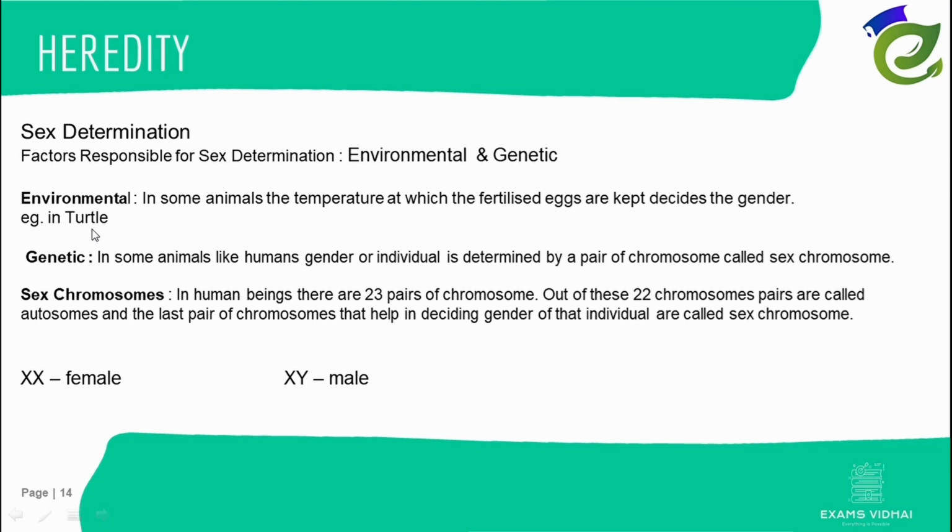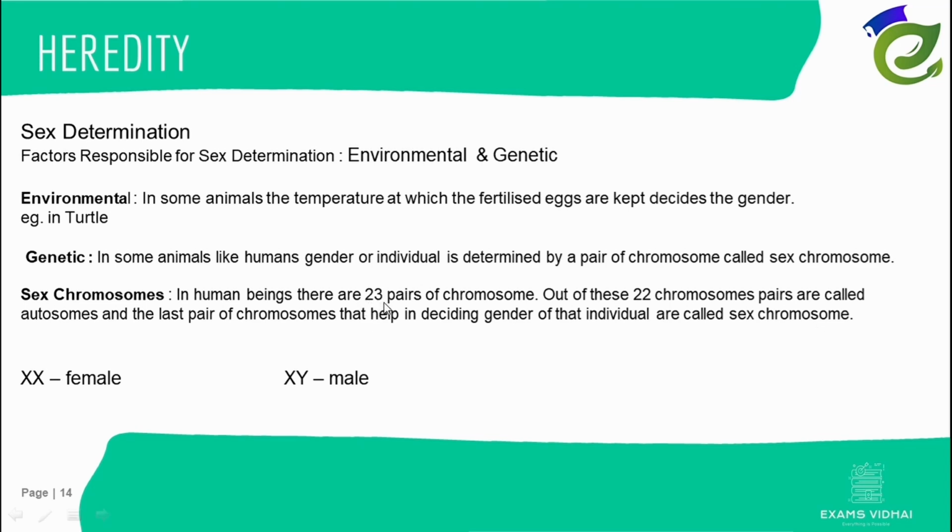The next factor is genetics. In genetics, an example is humans. In animals like humans, the gender of an individual is determined by a pair of chromosomes called sex chromosomes. So what are these sex chromosomes? We humans generally have 23 pairs of chromosomes. Out of these, 22 pairs of chromosomes are called autosomes, and the last pair, the 23rd pair, is the gender deciding chromosome, called the sex chromosome. This is one of the important questions you will be asked in examination.